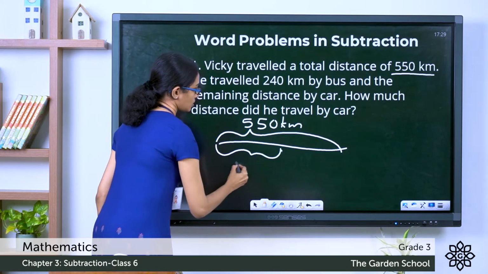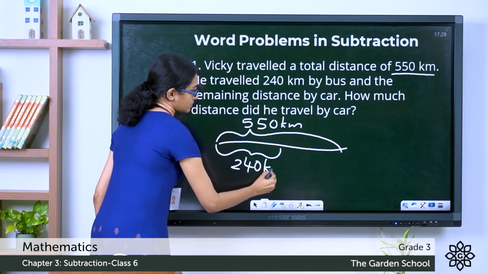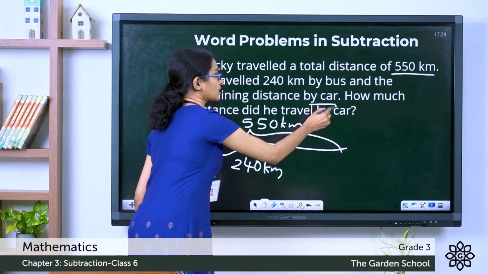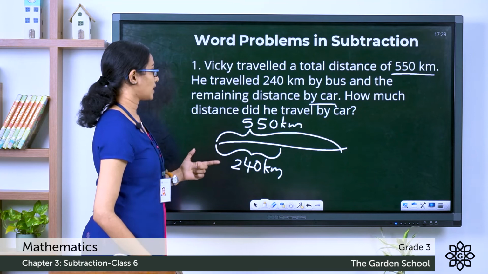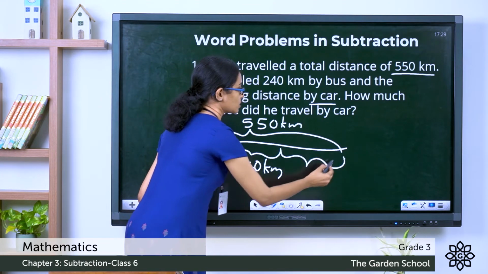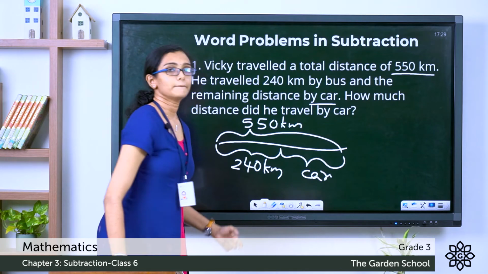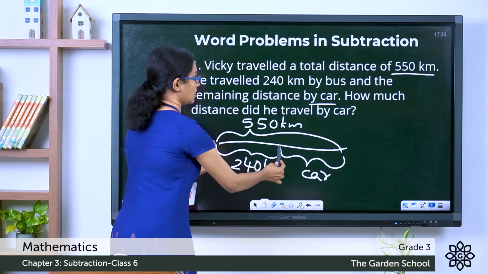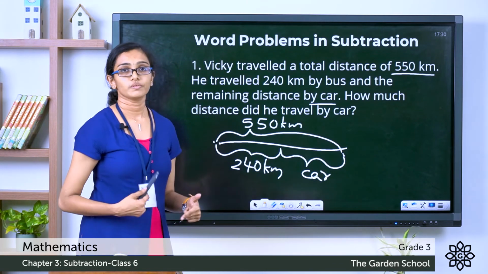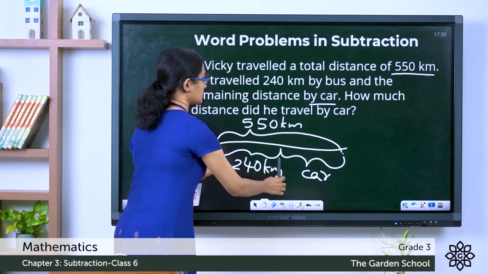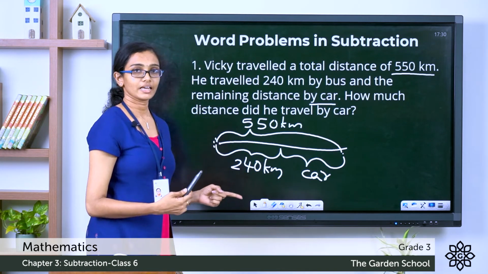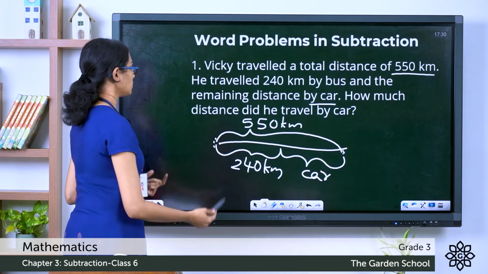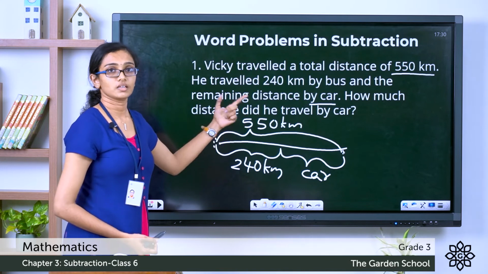Let this distance be 240 kilometers. And the rest of the distance he traveled by car. You are asked to find out what this distance is, which is the distance he traveled by car. We have the total distance till here and we know the distance till here. You have to find out this distance. How would we find it out? We have to subtract this distance from the total distance. Then we'll get the distance he traveled by car, right? So let's write down the steps from the data given in the question.